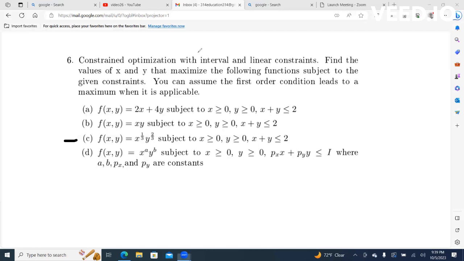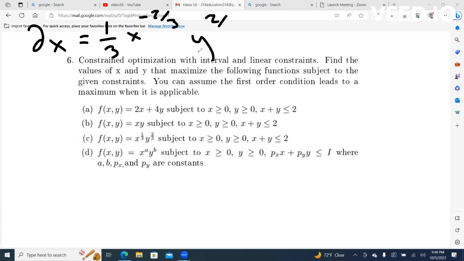So first we take the partials of that. And this is one notation for partials. That just means the partial of the entire thing. Partial of f with respect to x is 1/3 x to the negative 2/3, and of course, y to the 2/3 is held constant. So this simplifies pretty easily. It's going to be y to the 2/3 over 3 x to the 2/3.